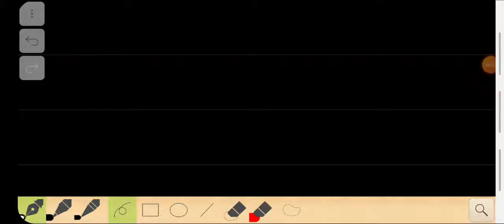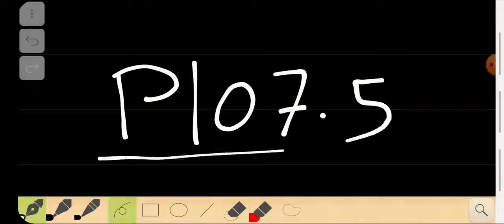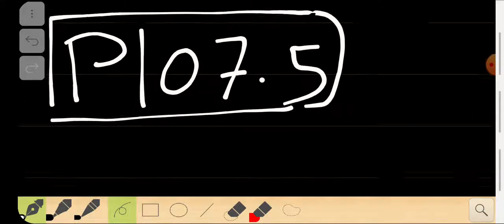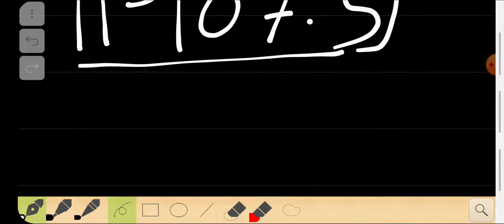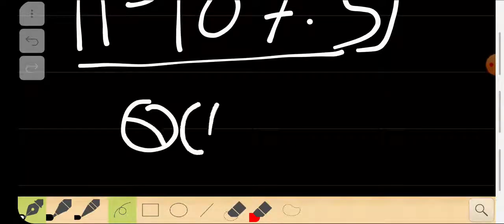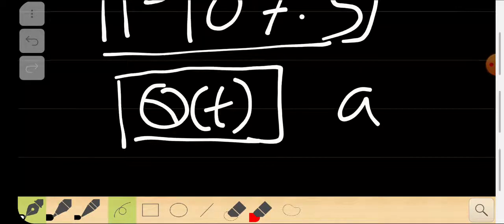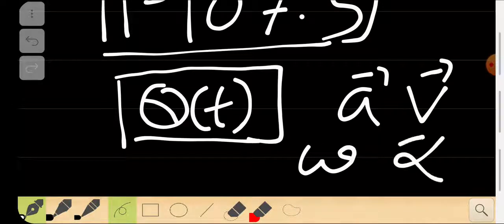This lecture is called P107.5. This is the last part of the circular motion lecture. We are going to look at non-circular motion in this lecture. So far we have discussed theta changing with respect to time, and we have found the acceleration, the velocity, the omega, which is angular velocity, and then there is alpha, which is angular acceleration.